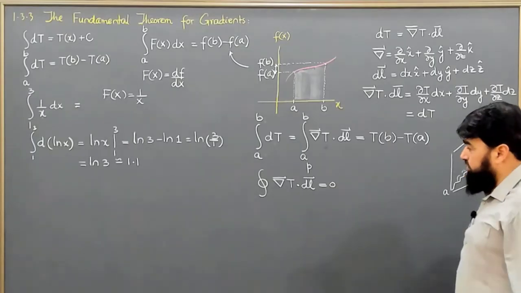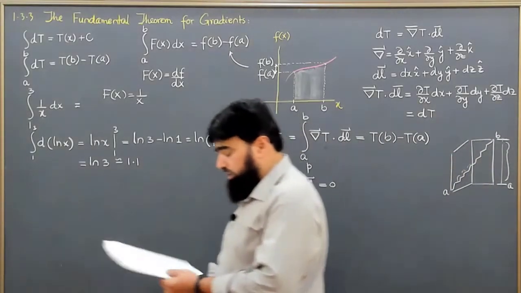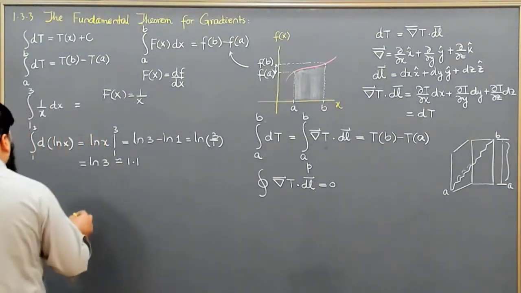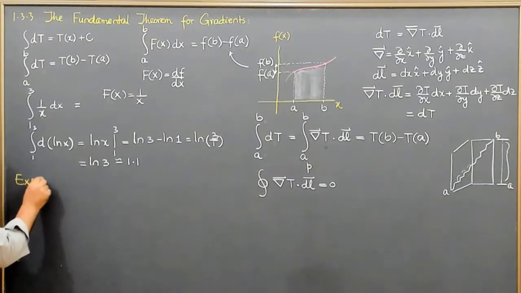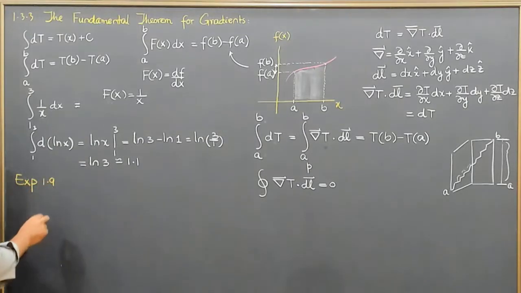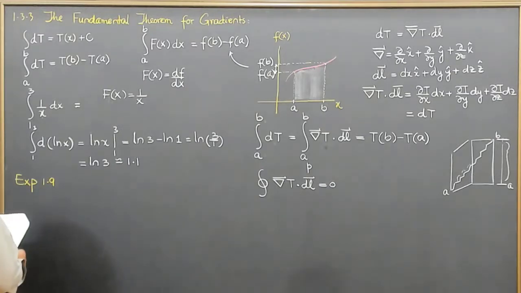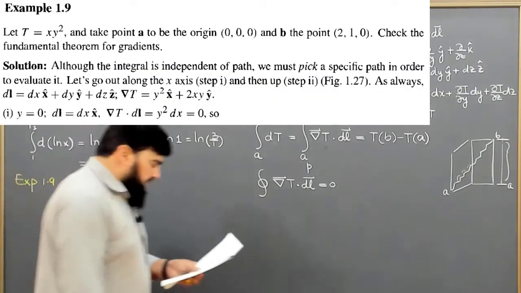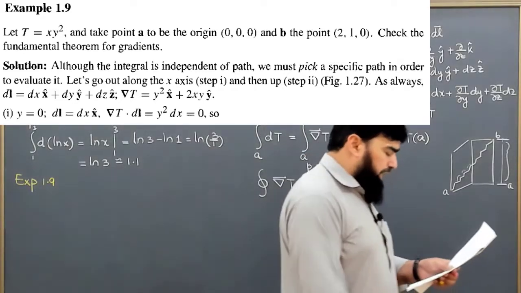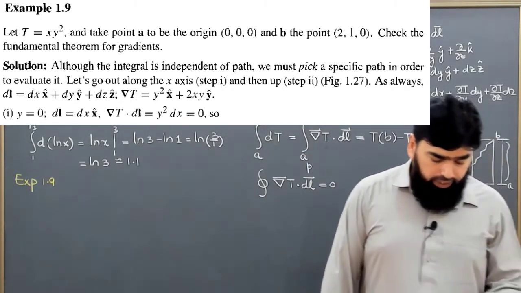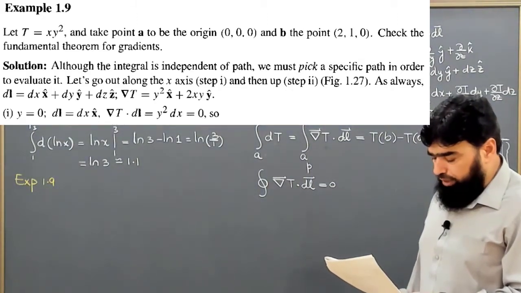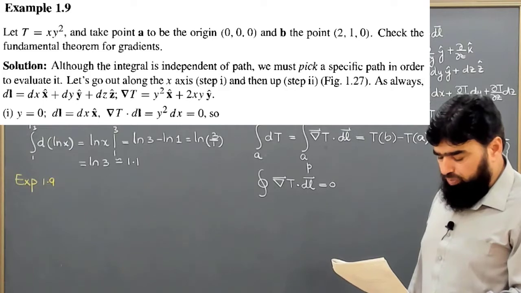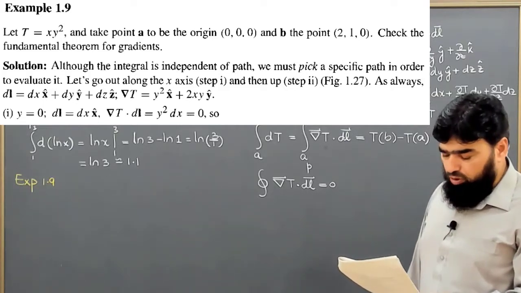Now we can solve example 1.9 on this one. Example 1.9 is basically telling us that, let me recite this example. Let T be equal to xy squared and take point A to be the origin 0, 0 and B be the point 2, 1, 0. Check the fundamental theorem for gradients.